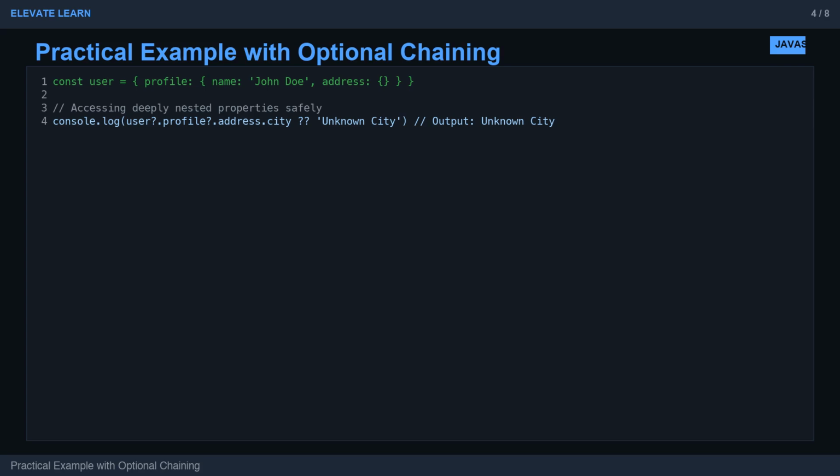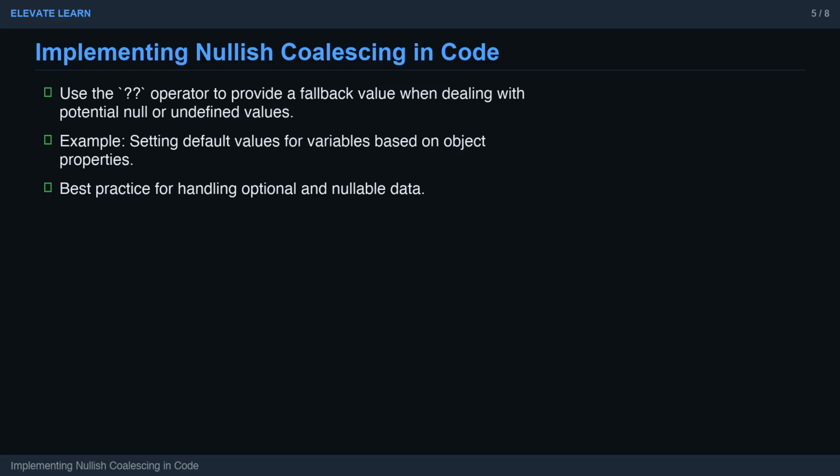Hello everyone, welcome back to our tutorial on JavaScript. Today we're diving into the world of handling null and undefined values with ease using Nullish coalescing. This handy feature uses the double question mark operator to provide a default value when dealing with potential null or undefined values. For example, if you have an object property that might be null or undefined, like so, it will be set to the string guest. This way, you avoid potential errors and make your code cleaner. It's a best practice for handling optional and nullable data, making sure your application runs smoothly without crashing. Let's see more examples in our next slides.